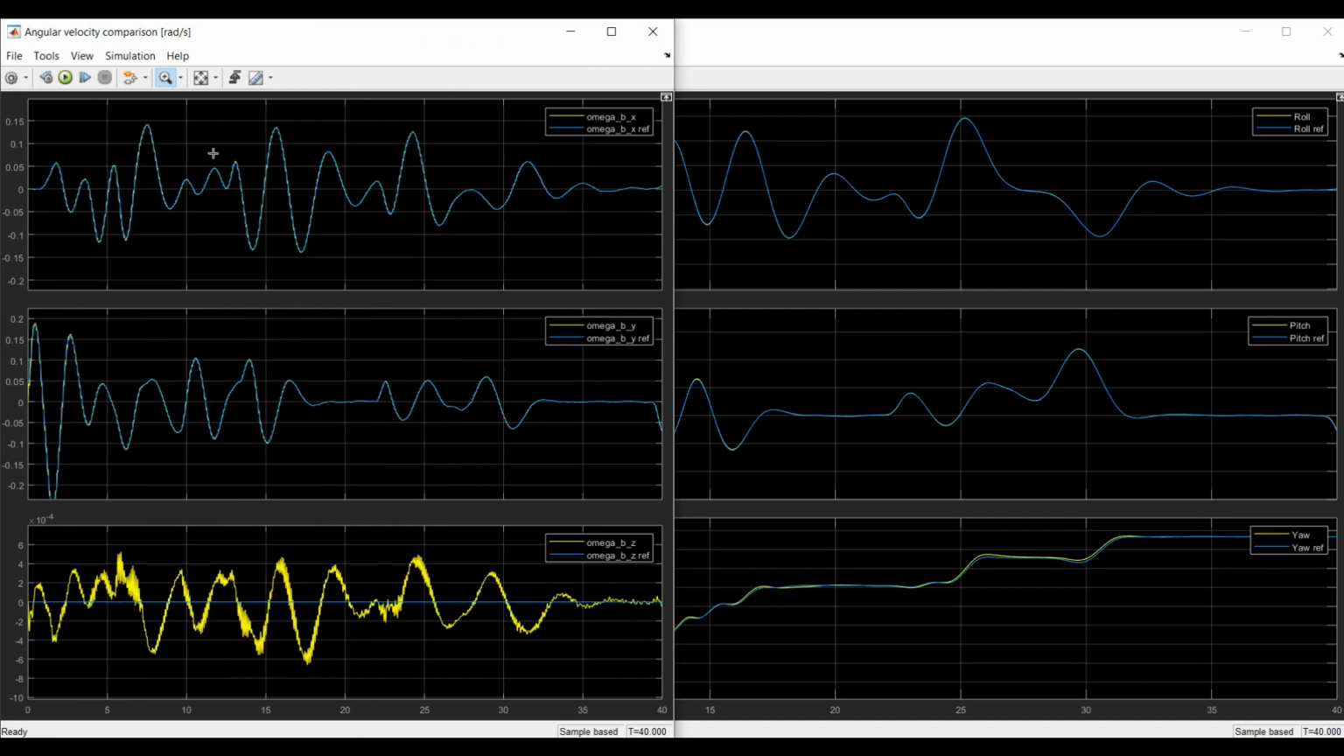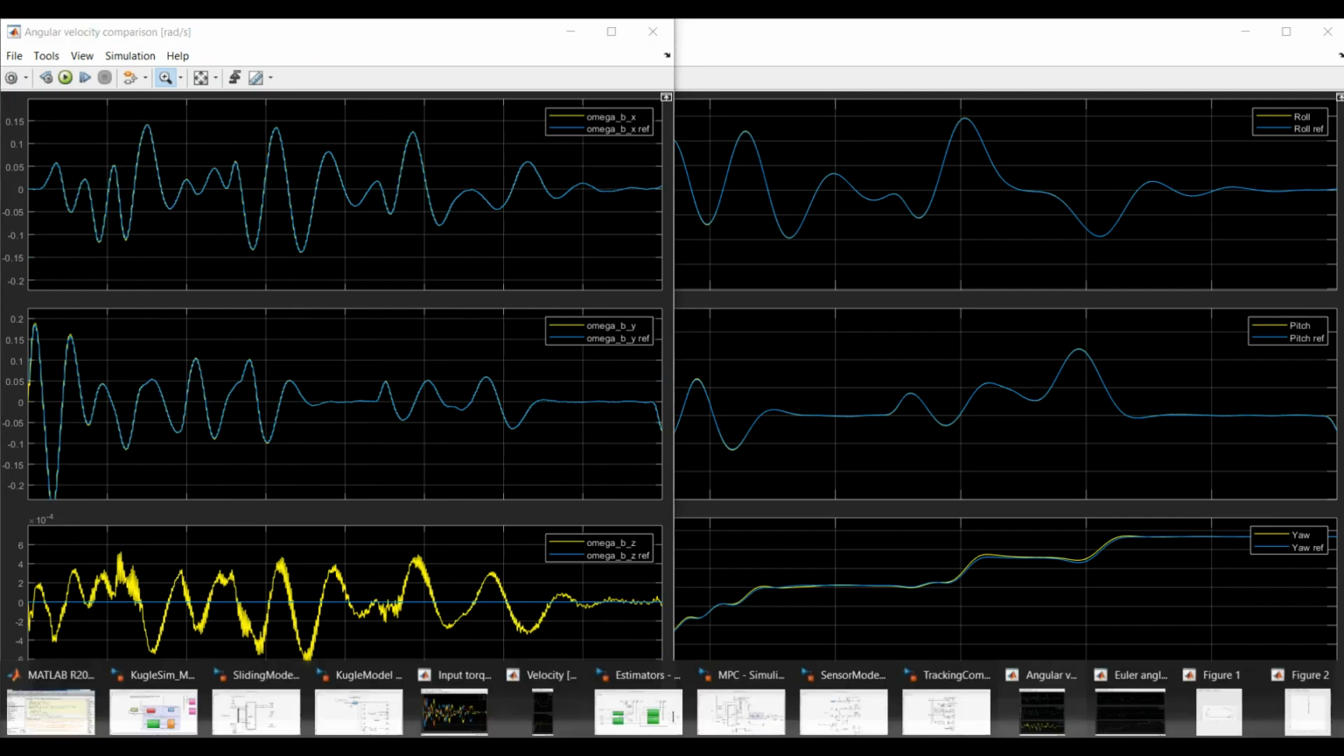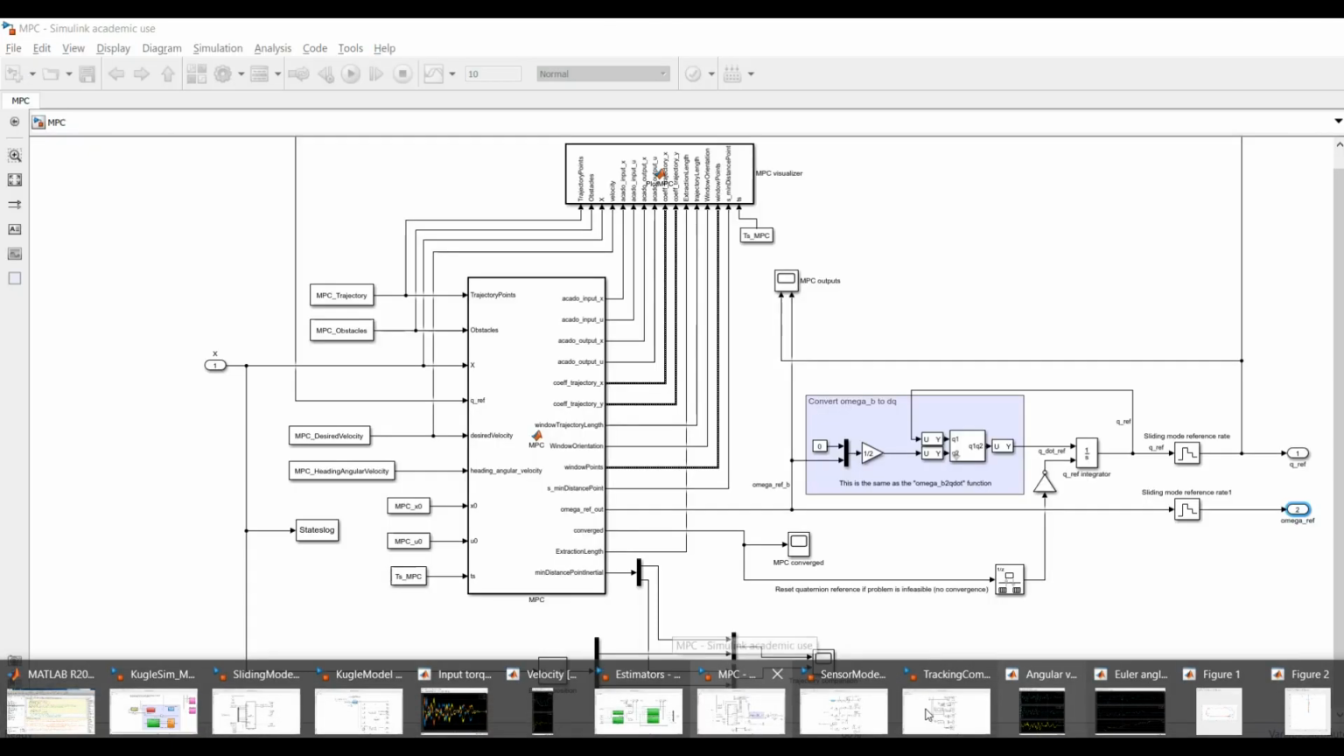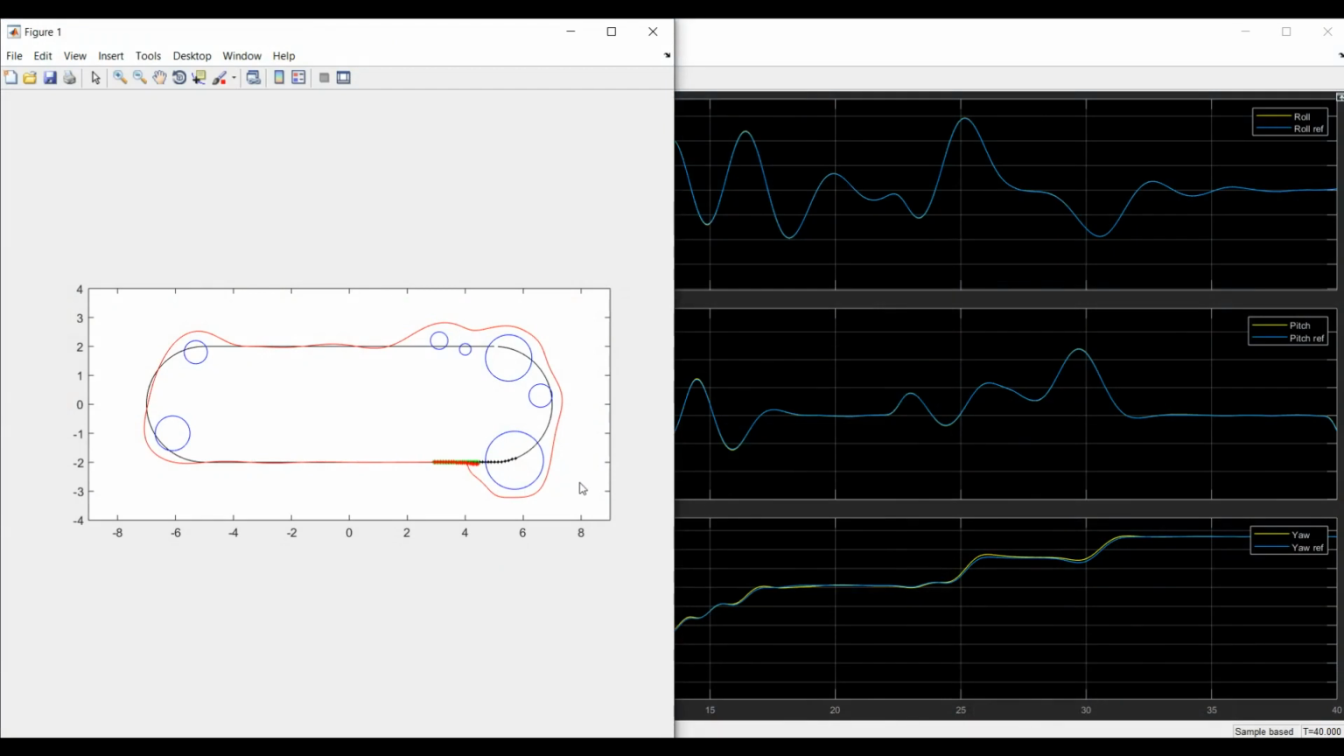So the tracking performance is achieved on the balance controller, and we are capable of following a reference trajectory while simultaneously avoiding nearby obstacles.